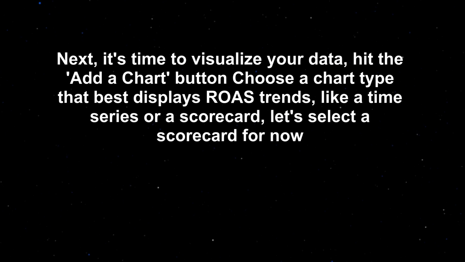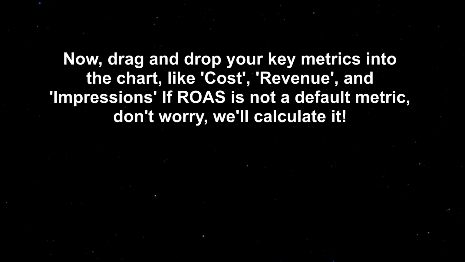Next, it's time to visualize your data. Hit the Add a Chart button, choose a chart type that best displays ROAS trends, like a time series or a scorecard. Let's select a scorecard for now. Now, drag and drop your key metrics into the chart, like cost, revenue, and impressions. If ROAS is not a default metric, don't worry, we'll calculate it.